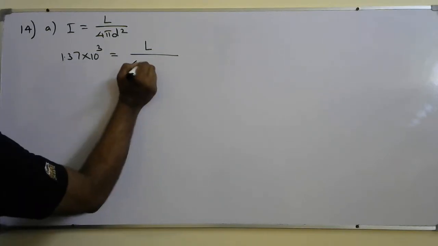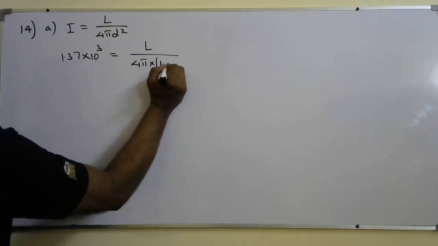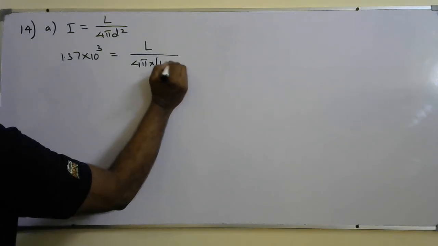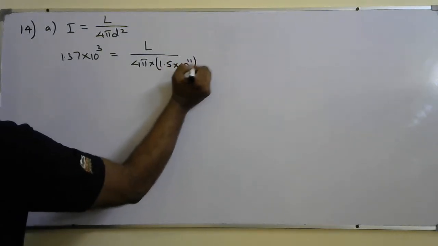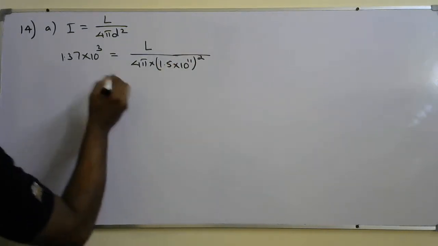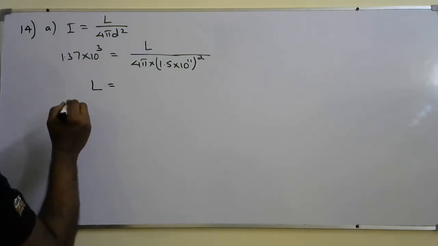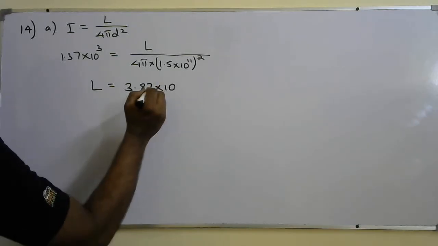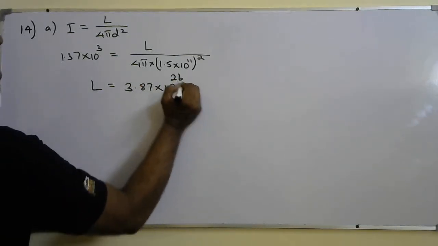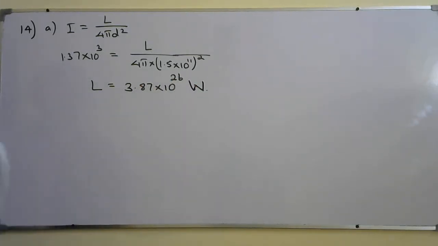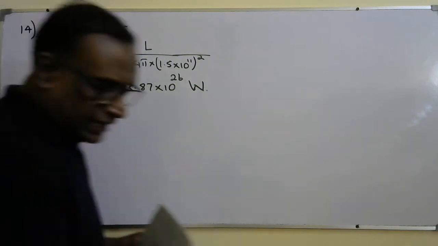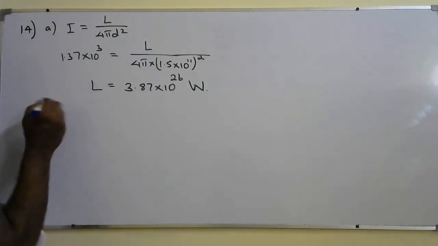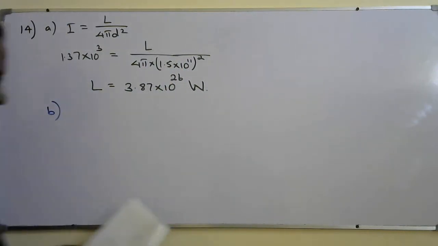So 4 pi times 1.5 times 10 to the power 11, all squared. Find L. So 3.87 times 10 to the power 26 watts. Luminosity means power of the radiation. Okay, that's the answer for part A. Part B, question number 14.